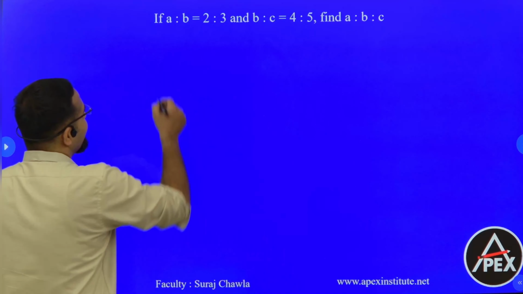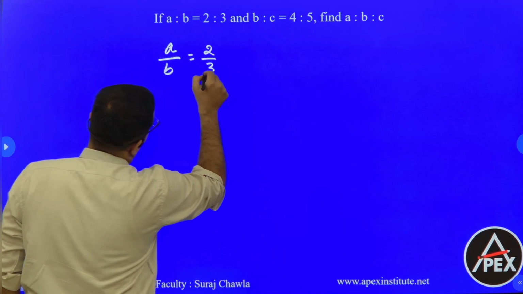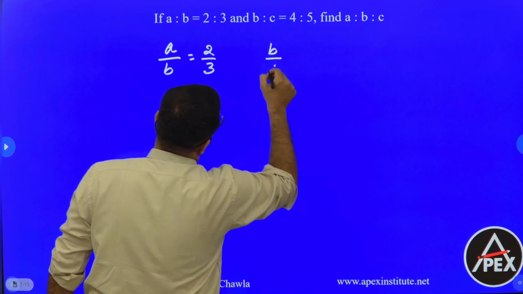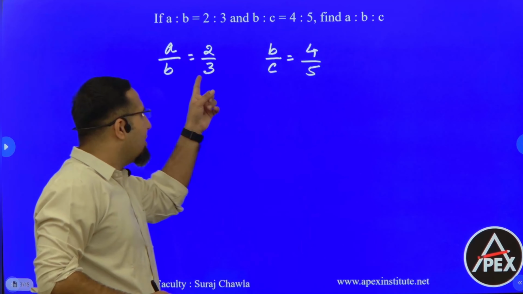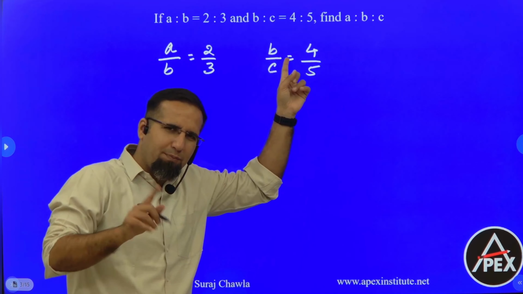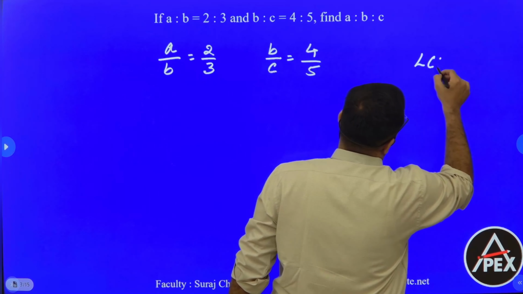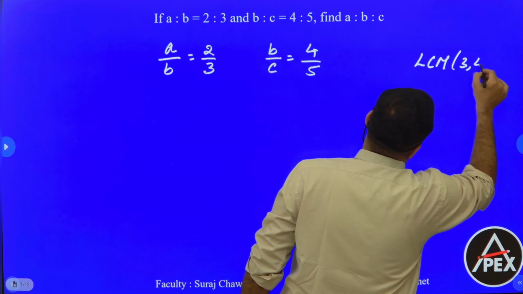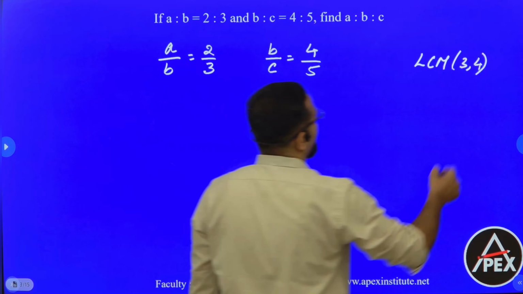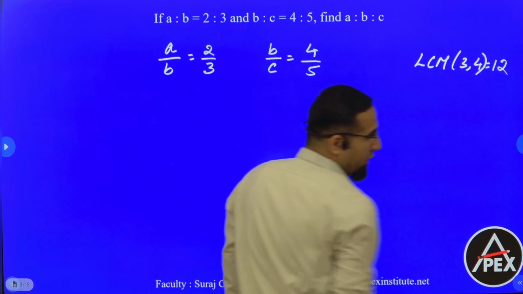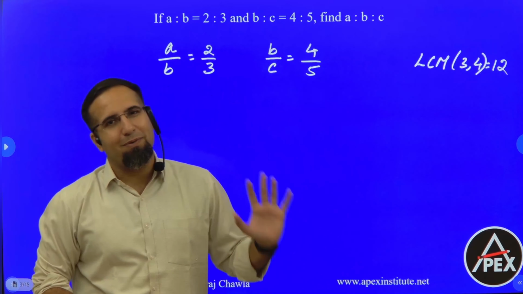Okay. Now, let's try to understand this. So I have A by B is equal to 2 by 3 and similarly I have B by C is equal to 4 by 5. Now, B is 3 here, B is 4 here. So how do I make them numerically same? To make them numerically same, the only thing that we have to do is we have to take the LCM of the numbers. So what would the LCM of 3 and 4 be? The LCM of 3 and 4 would be equal to 12. Now always remember, if two numbers do not have a common factor, their LCM is simply their multiplication, okay?